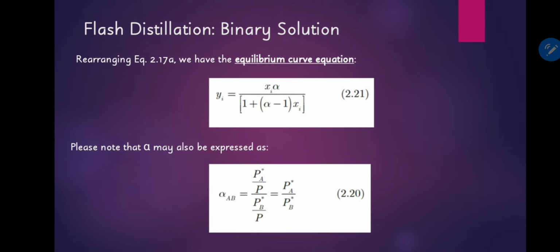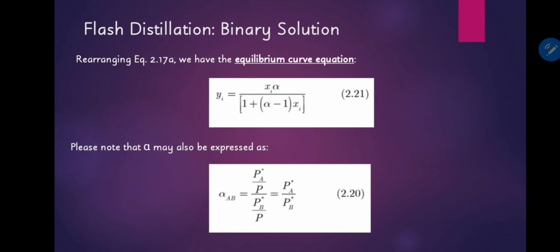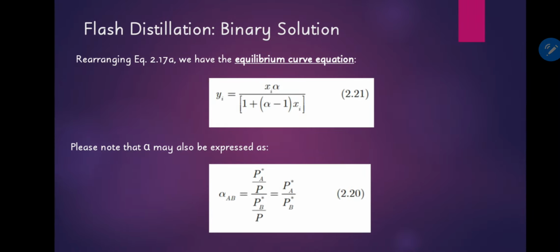Okay, so when we rearrange this, we have the equilibrium curve equation. So yi will just be equal to xi multiplied by the relative volatility over the quantity 1 plus the quantity alpha minus 1 multiplied by xi. Please note again that alpha, aside from being expressed in terms of the mole composition, can also be expressed in terms of the saturated vapor pressure and the total pressure, given in equation 2.20.